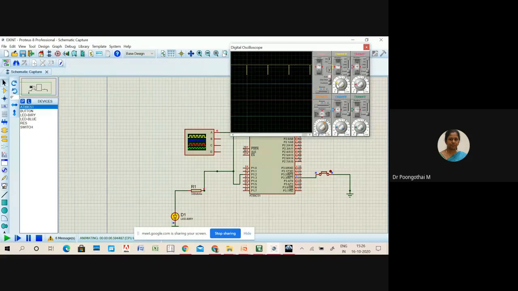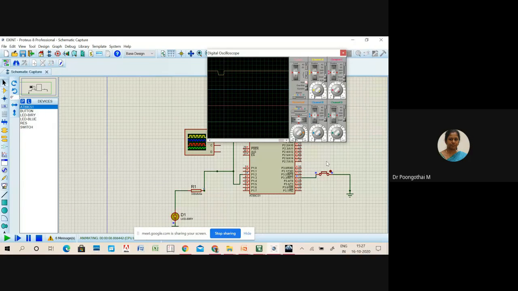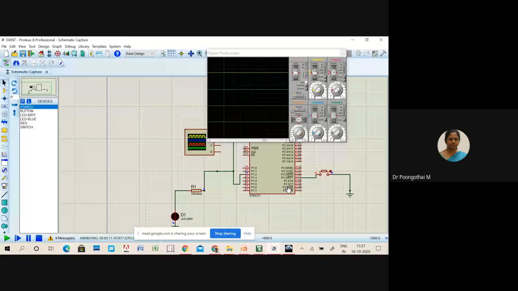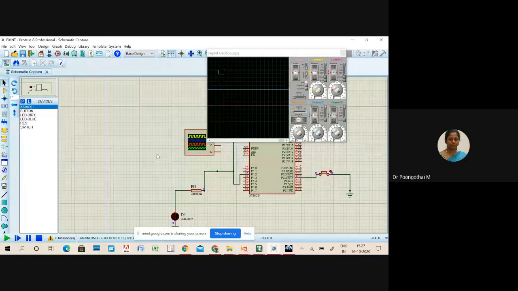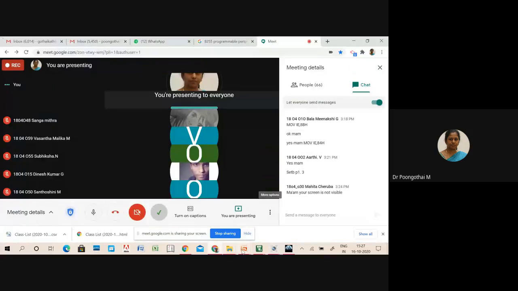So here you can see the square wave. So based on the input of P3.3, the square wave generation happened. Here, if it is not pressed, your interrupt is not triggered, so your output of this P1.2 is equal to 0. If it is pressed, interrupt is generated, so square wave is generated at P1.2. So that's all about your interrupt programming.